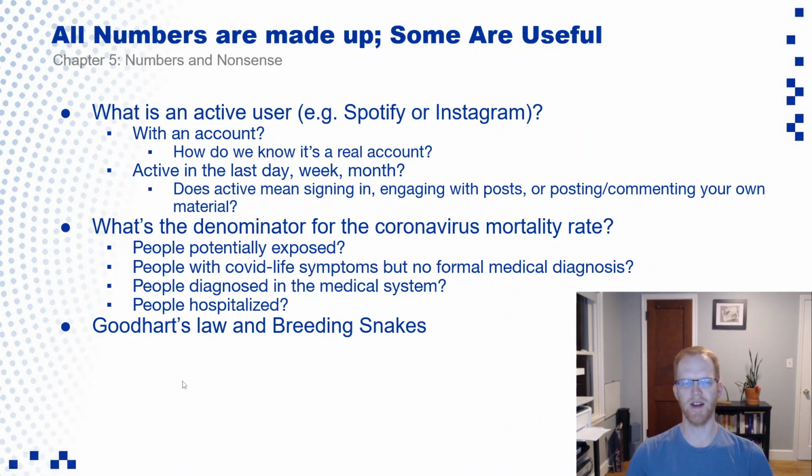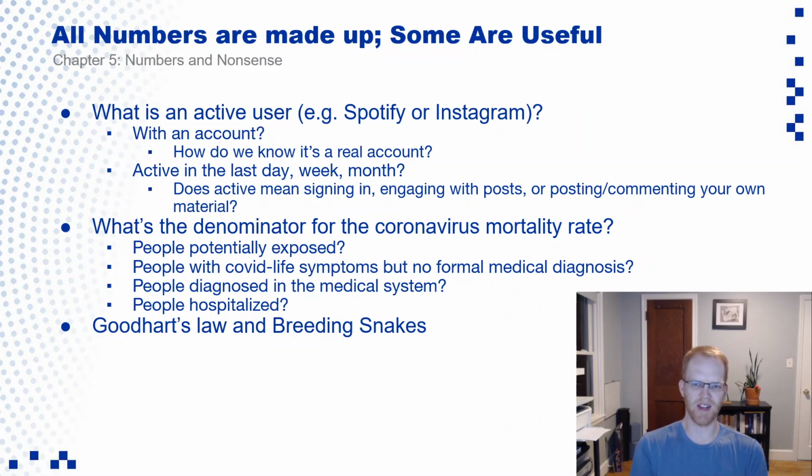So one thing that I like to point out is that in some sense, all numbers are made up. They're things we have because they're useful to us in some way, but we kind of make the rules for what counts, what goes into the number. And some of these are useful, some are not. But even some basic things, companies publish things like daily active users or monthly active users. What is an active user? How do we know it's a real person and not a bot? How recently do they have to have been active? What does active even mean in this sense? Like how active, right?